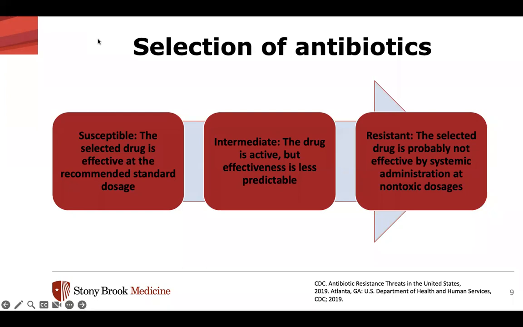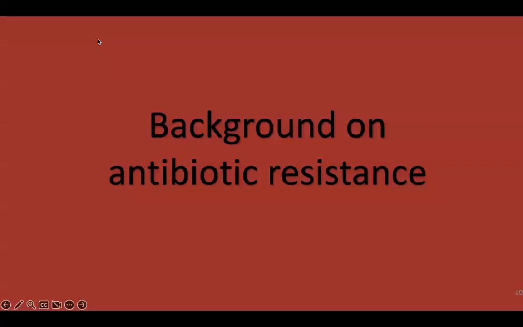We have to look at the relationship between the MIC and the achievable blood and tissue levels to decide whether we're going to use an intermediate antibiotic to treat a patient's infection. Then there's resistant, which means the selected drug is probably not effective by systemic administration at non-toxic dosages. We would basically have to give a lot of that antibiotic to even overcome the MIC. Now that we have a good background on how antimicrobials work, I'm going to dive into what antibiotic resistance is and how it comes about.